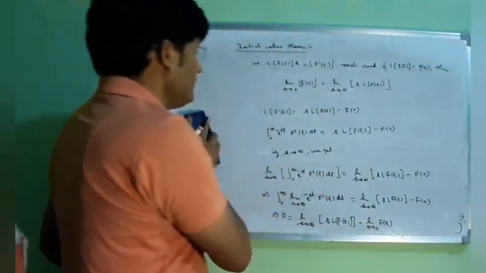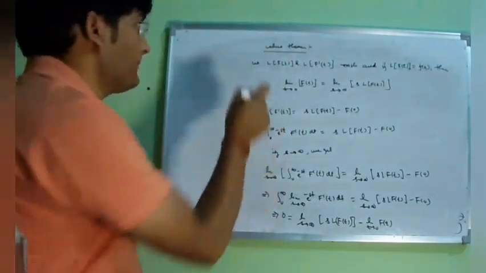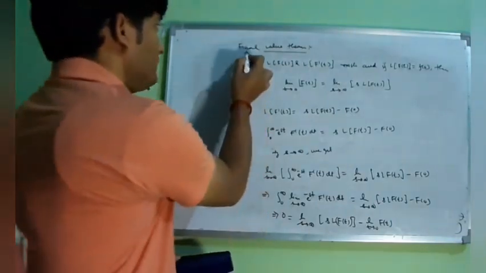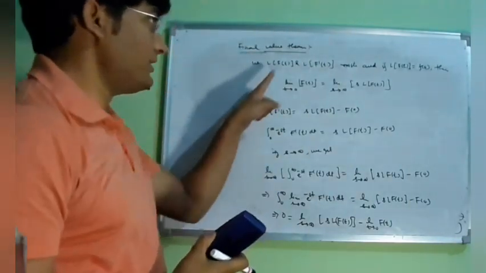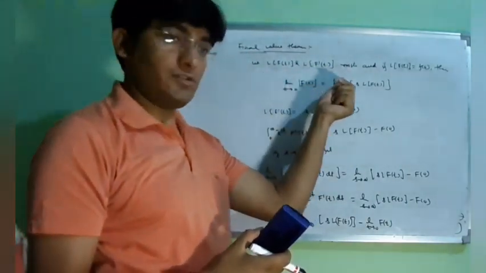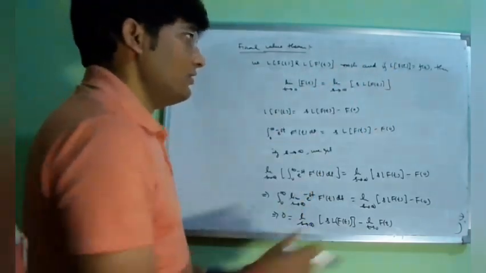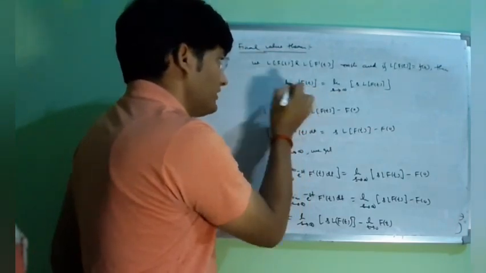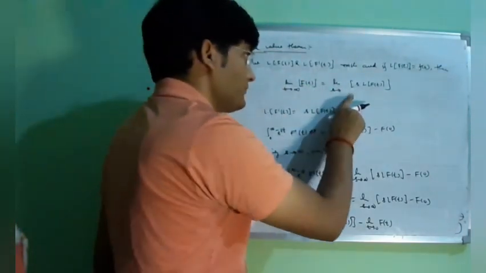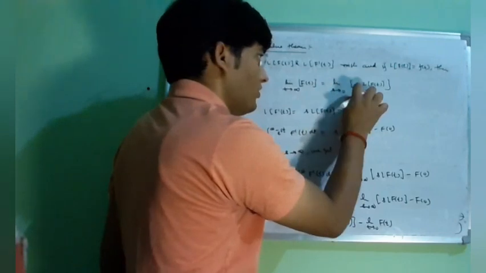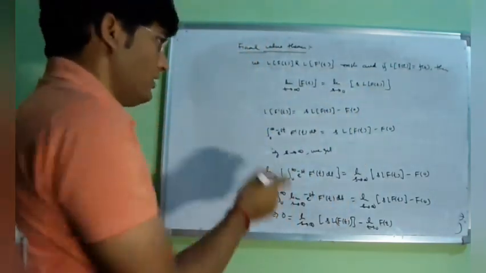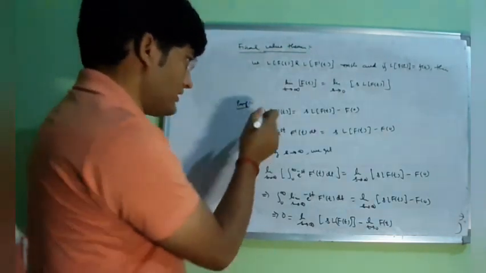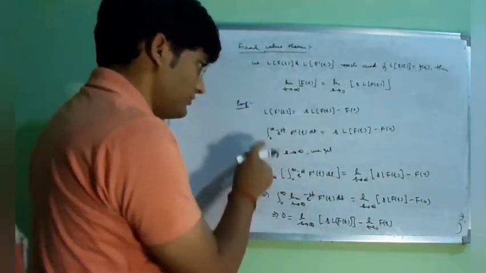Now we will talk about the final value theorem. For the final value theorem, let us assume Laplace of f(t) and Laplace of f'(t) exist. And again, if the Laplace of f(t) equal to F(s), then the limit t tends to infinity f(t) is equal to limit s tends to 0 of s Laplace f(t). Proof is almost the same. So let us start with the Laplace of f'(t), then we have this result.